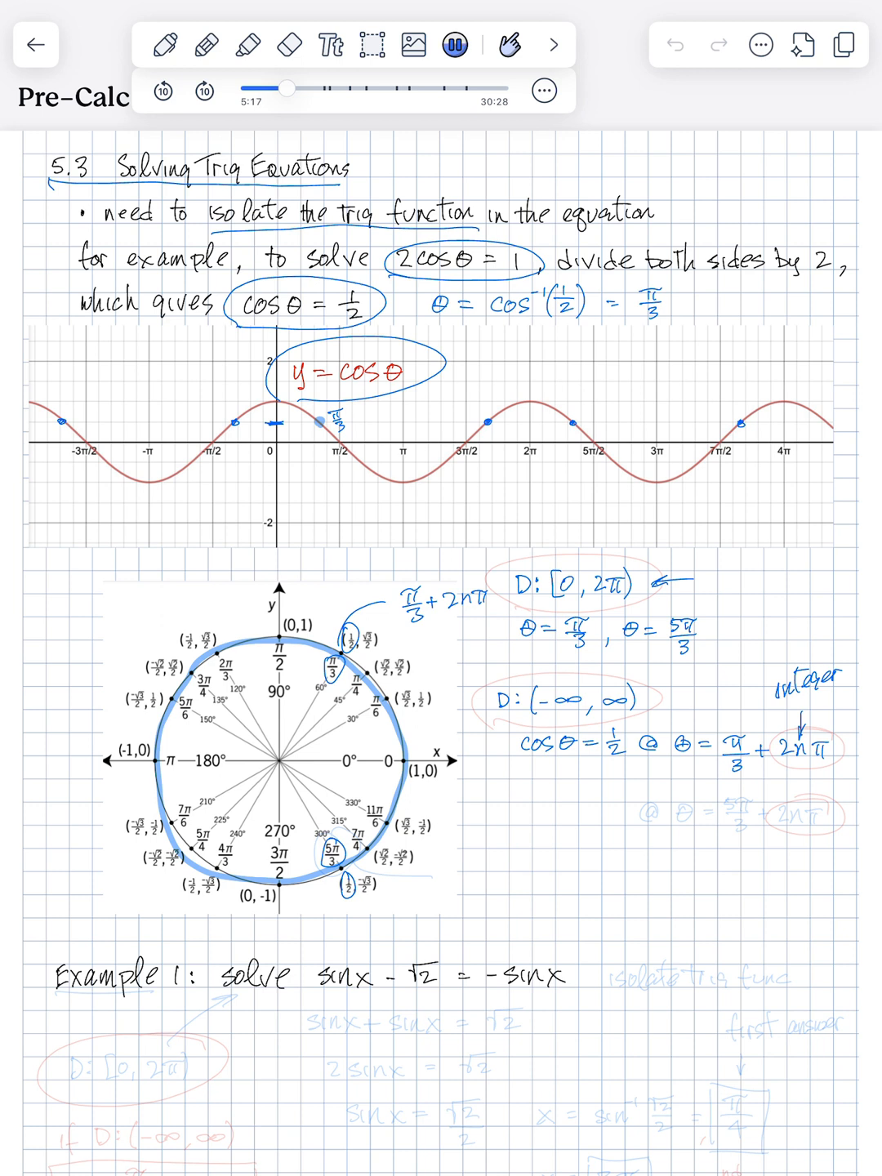But what about the other one right here, the 5 pi over 3? And so it's also cosine theta equals 1/2 at theta equals 5 pi over 3. And again, this is going to be plus 2n pi. So all the problems that we are going to be solving, the domain is either going to be listed as 0 to 2 pi, or it's going to be the domain is negative infinity to positive infinity. And so the answers are going to be different. You're going to be using the 2n pi when we're doing from negative infinity to positive infinity.